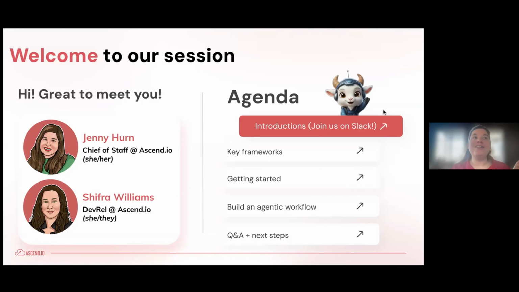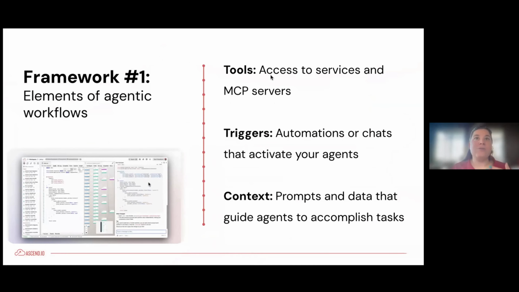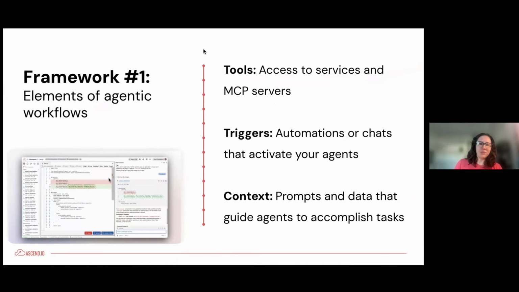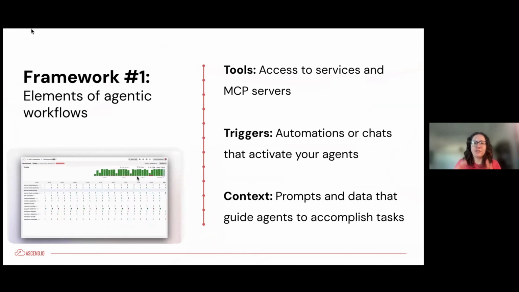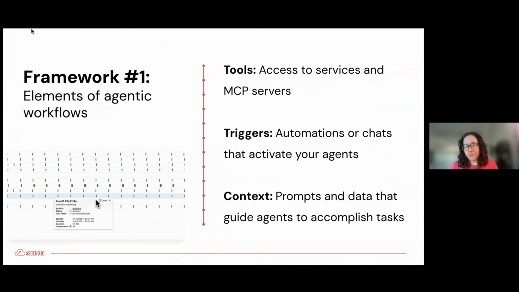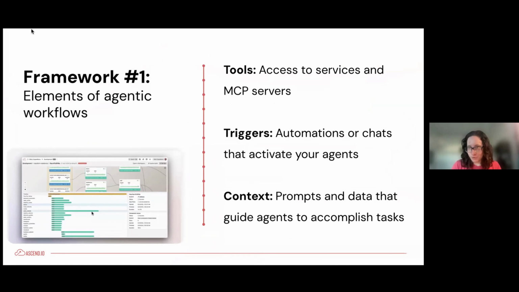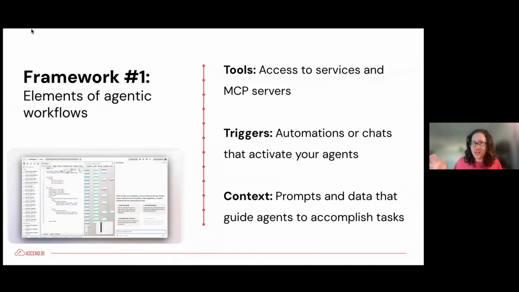So yeah, Shifra, tell us about the key frameworks that we need to really be successful when we talk about building agents. Yeah, that's what I'm here for. So the first framework we want to talk about is the elements of agentic workflows. And we can think of agentic workflows as having three prongs. For anyone who came to our recent webinars, we have talked about this before, and it continues to be relevant. So we'll keep talking about it. So the three prongs of agents are going to be tools, triggers, and context. So let's talk about how each of these manifests.